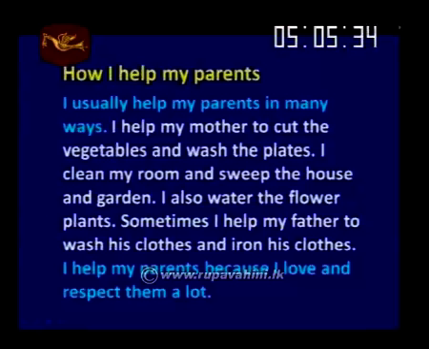Let us look at those two questions, children. Now first one, how I help my parents. Now what tense should we use? How I help my parents, that happens every day. Yes, so this is an everyday action. Then you have to use the simple present tense.